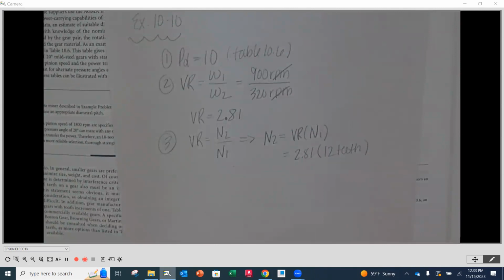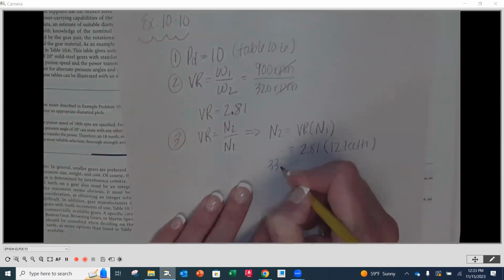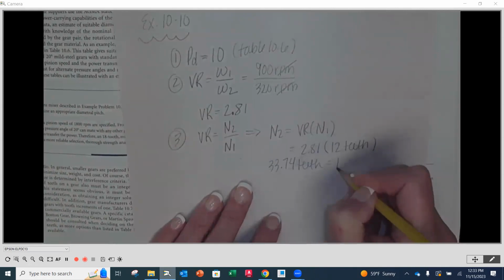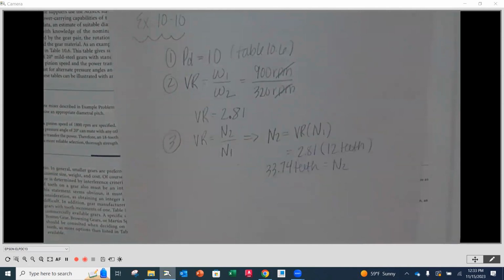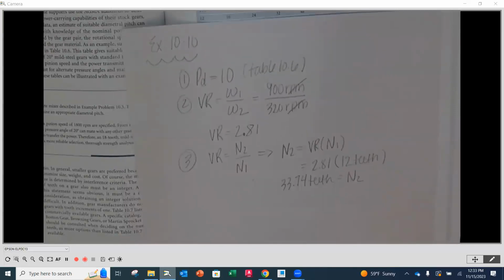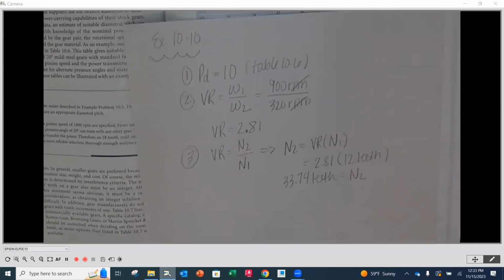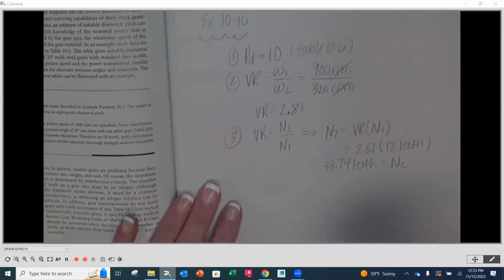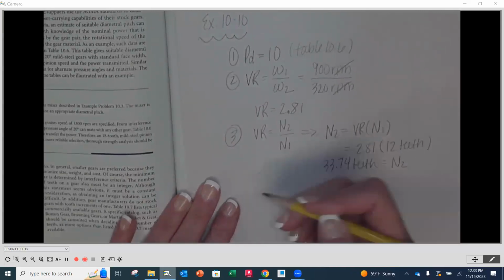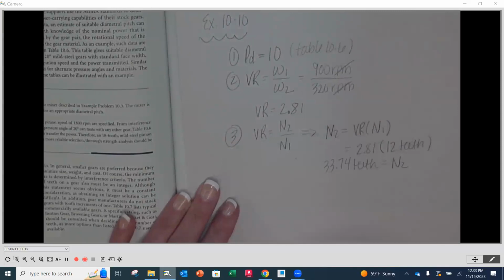Not a nice number, right? So we get 33.74 teeth, which is going to be equal to N2, right? Well, that's not going to work because there's not a gear that has 33.74 teeth. It has to be an integer number. So then what do you think we do next? We try another one. Don't try 16 yet. Look further ahead and see which one they picked.